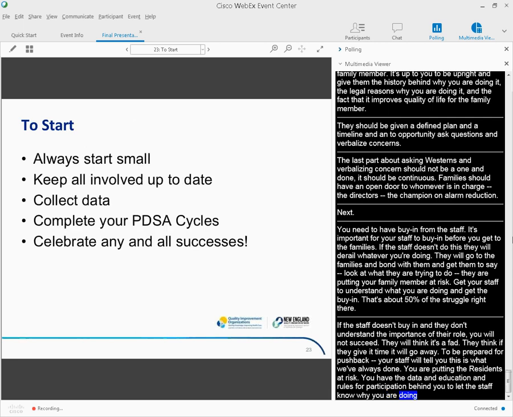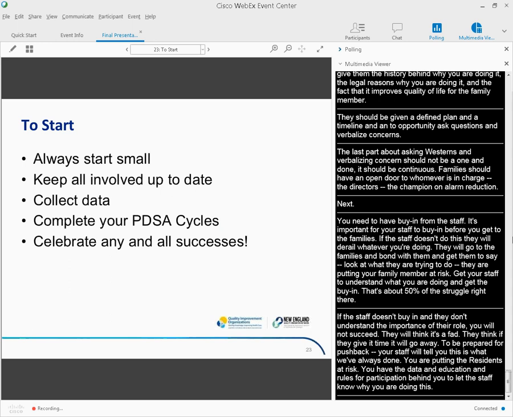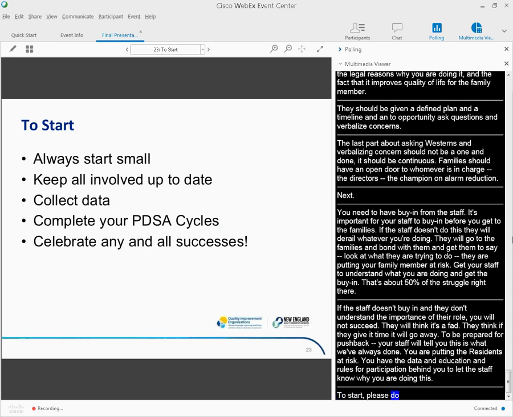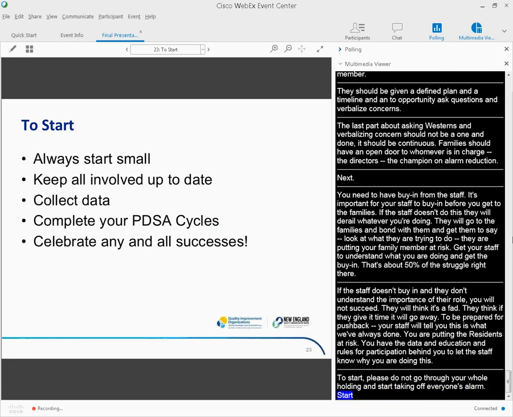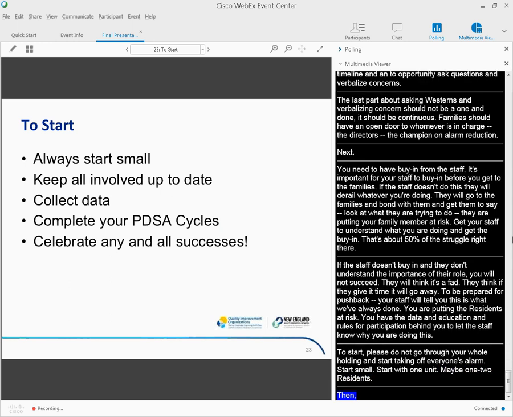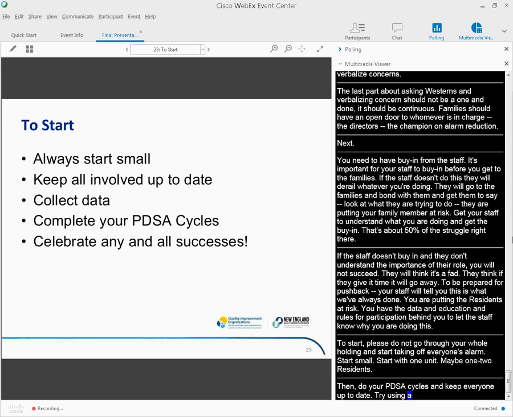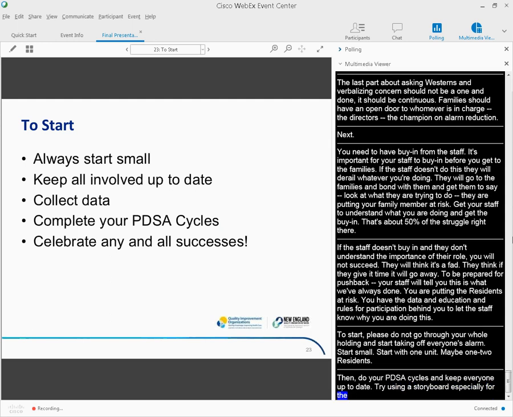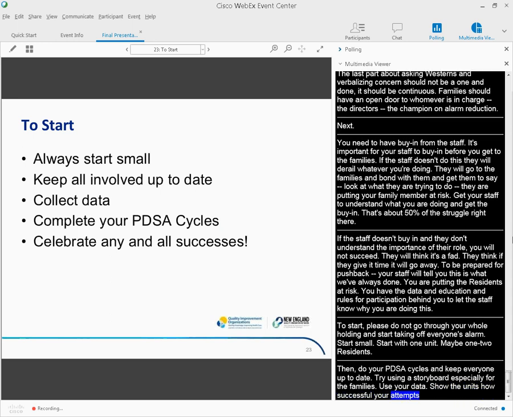So to start, please do not go through your whole building and start taking everyone off alarms. Always start small. Start with one unit, maybe one or two residents, and then do your PDSA cycles, keep everyone up to date on what's going on. Try using a storyboard, especially for families. Use your data. Show the unit how successful your attempts are, and when you have a little hiccup, own that. Don't be afraid to share that with your staff.